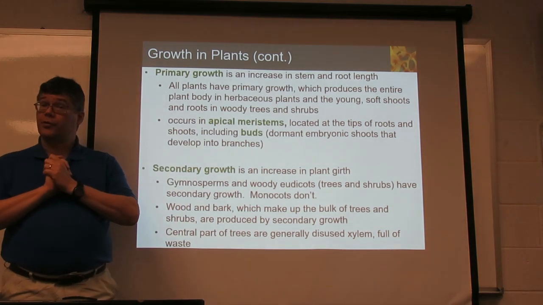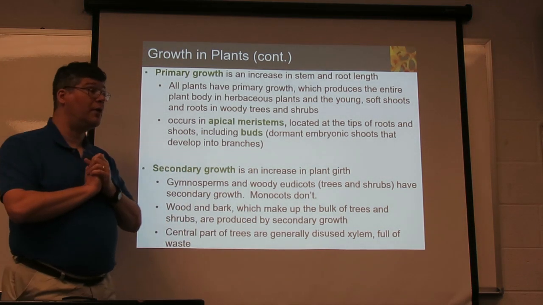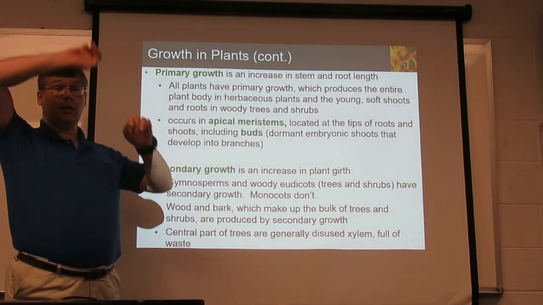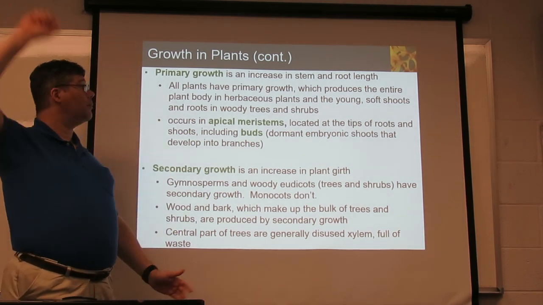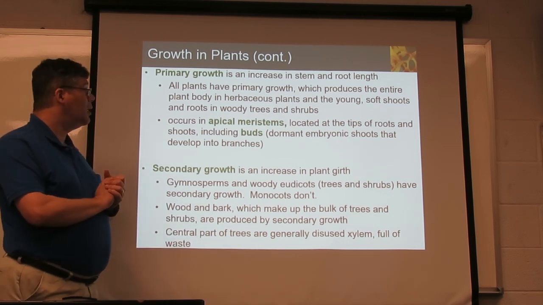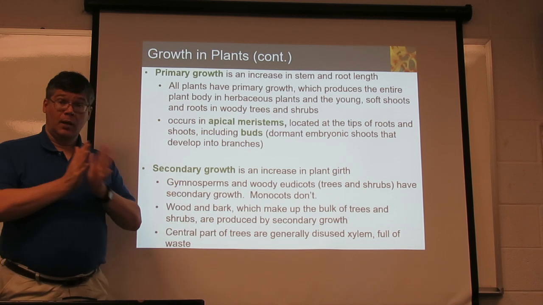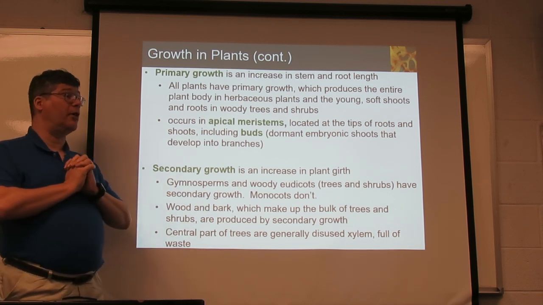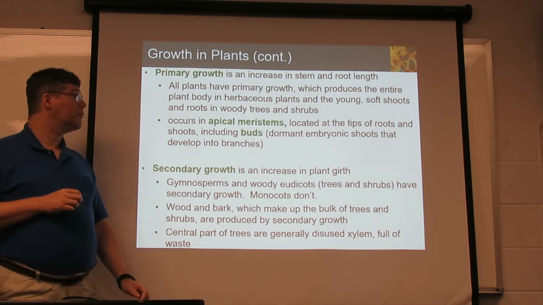There are two styles of growth in plants. Primary growth is when the ends of the roots and the stems continue to grow and get longer. This is found in all plants. The soft herbaceous plants only have primary growth. The ends grow.